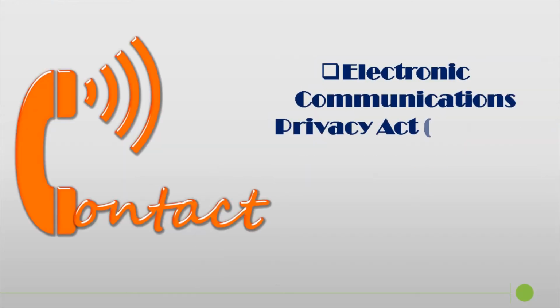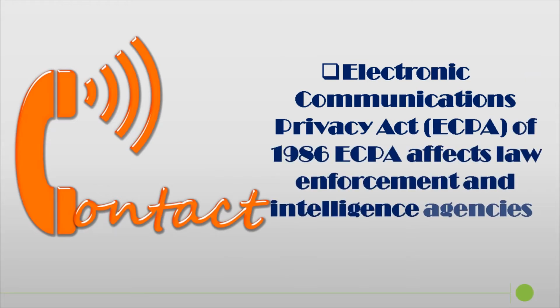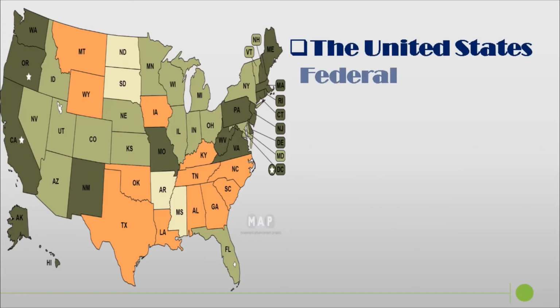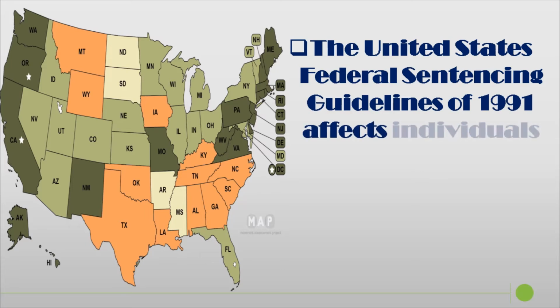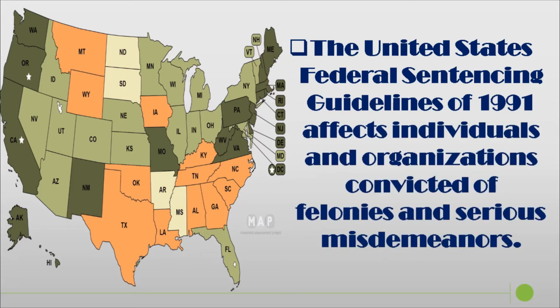Electronic Communications Privacy Act of 1986, ECPA, affects law enforcement and intelligence agencies. The United States Federal Sentencing Guidelines of 1991 affects individuals and organizations convicted of felonies and serious misdemeanors.